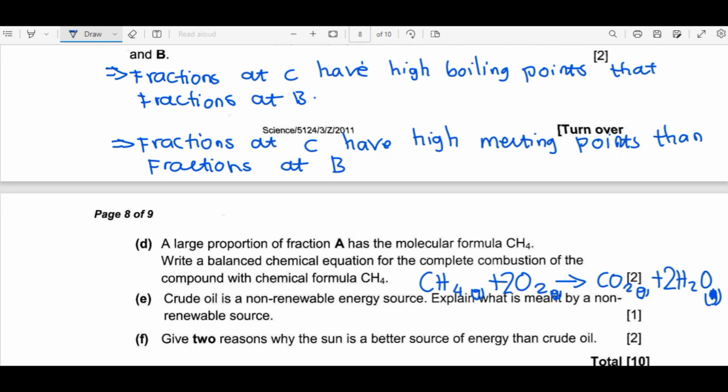Then crude oil is a non-renewable energy source. Explain what is meant by non-renewable. So these are energy sources that cannot be replaced.